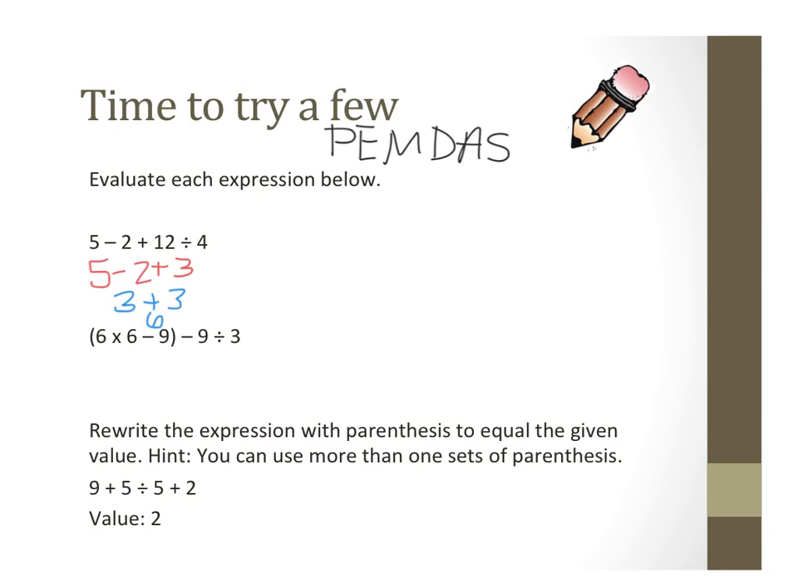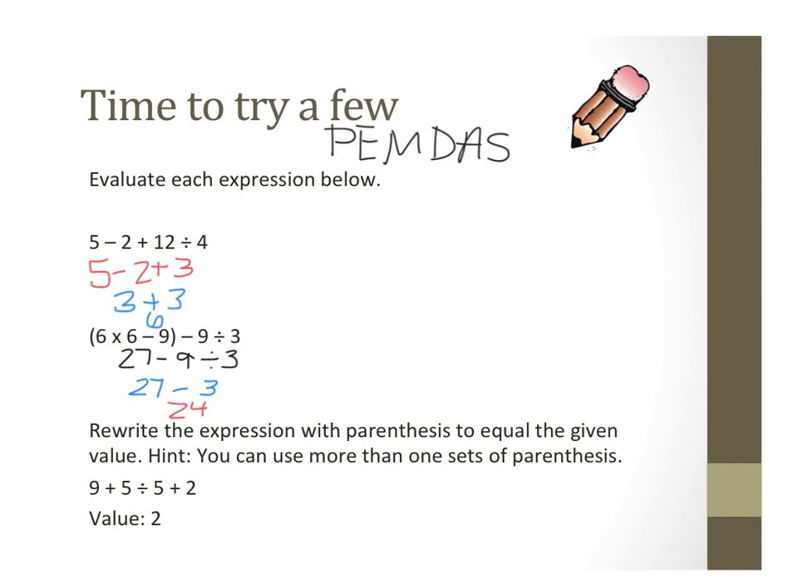Let's look at the next one. Parentheses, we have them, we have to do that first. 6 times 6 is 36, minus 9 is 27. Fill in the rest of the problem. Okay, so I did my parentheses, no exponents. Multiplication and division. Yes, I have division right here, so that's my next step. 9 divided by 3 is 3. Fill in what came before it. So 27 minus 3 has a value of 24. Good work.